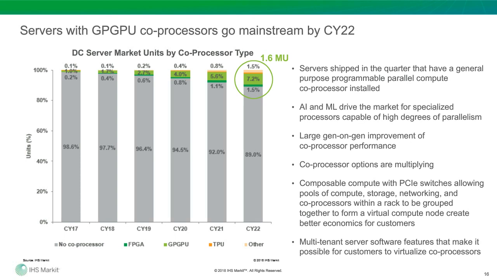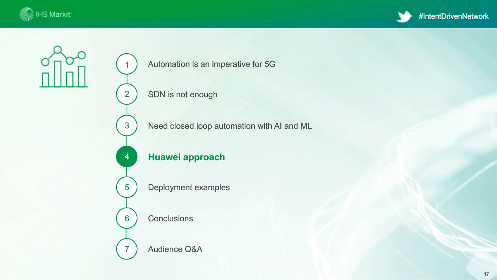So this is our forecast on the silicon needed to support AI and ML going forward. And this silicon will be in servers that will be distributed in all sorts of data centers, all the way from a centralized data center to the edge. Okay, well, with that, I think I'm going to turn it back over to Alan to talk a bit about the Huawei approach.